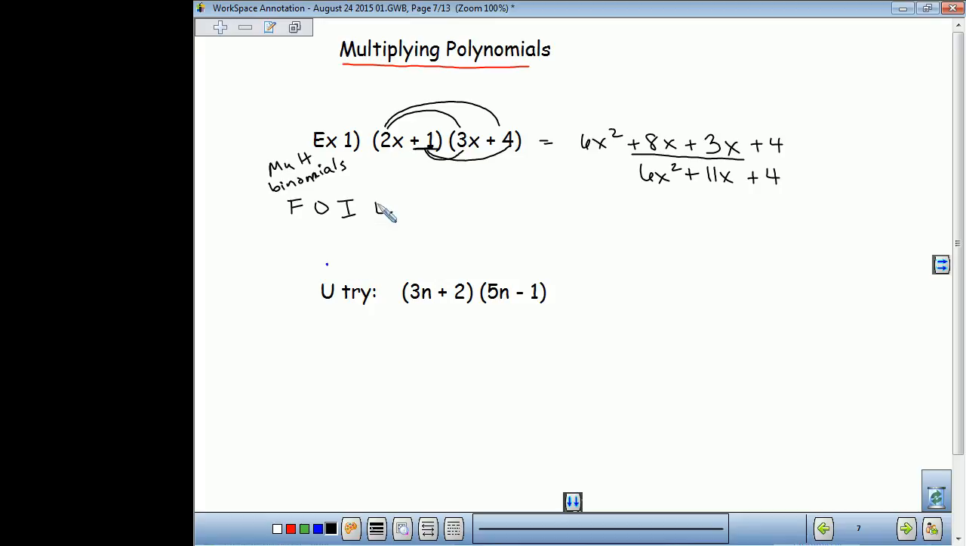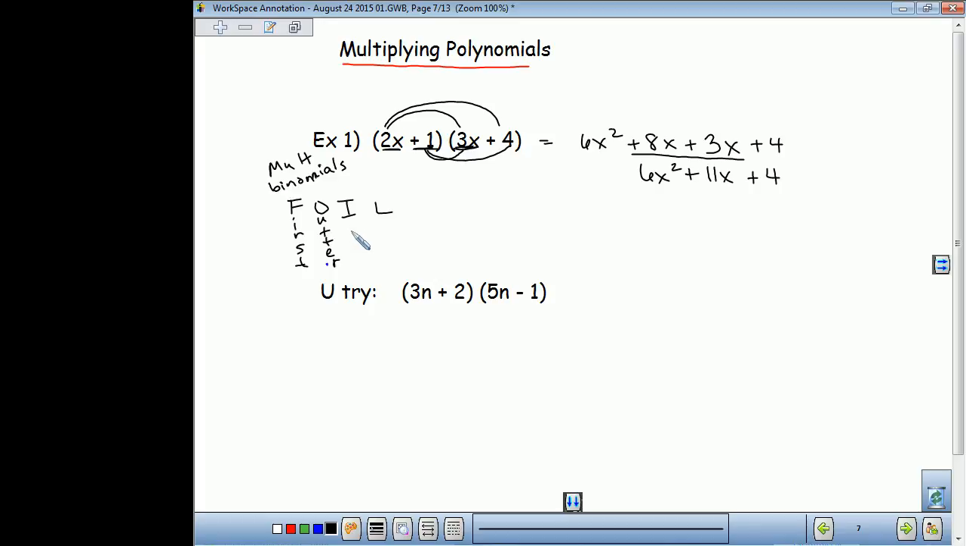No. Okay. Well, FOIL in this case represents multiplying our first terms. F is for first. Did we multiply the first term in this binomial times the first term in that? Is that what we did? Yes. O stands for the outer or outside terms. Did we multiply the outside one here with the outside one here? 2x times 4. Yes, that's what we did.